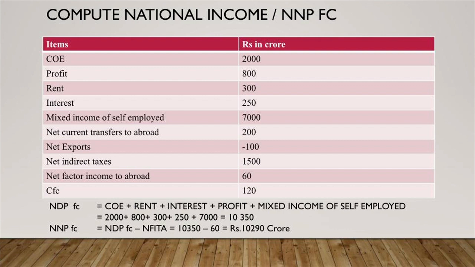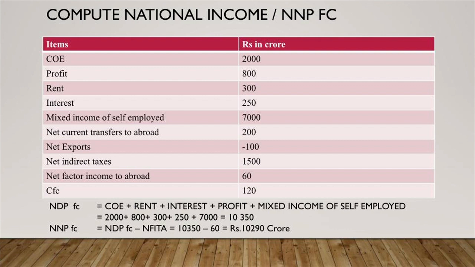First, it is advised to find domestic income by adding compensation of employees, rent, interest, profit, and mixed income of self-employed. Rent, interest, profit, and royalty are taken separately if operating surplus is not directly given in the question. Also note that in the absence of profit, dividend, corporate tax, and savings of private sector are to be incorporated to get the profit. However, in this question, all the items are directly given and hence NDPFC is equal to 2000 plus 800 plus 300 plus 250 plus 7000, which is rupees 10,350 crores. Once the domestic income is arrived, add net factor income from abroad to get national income.